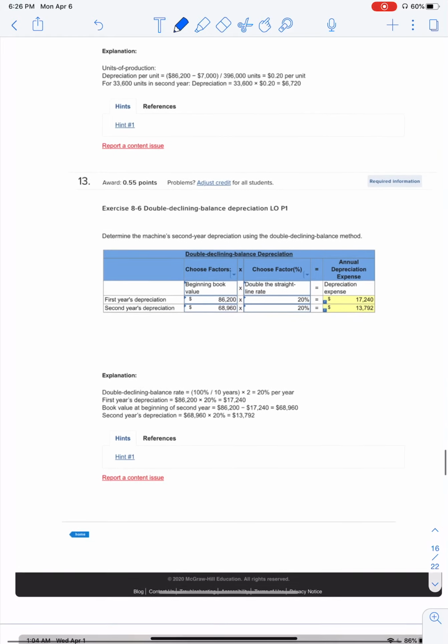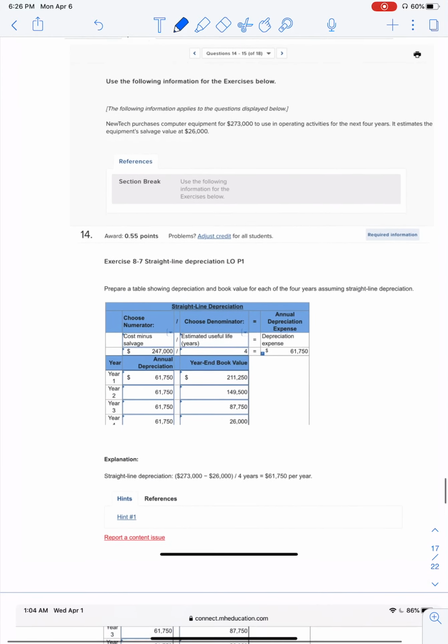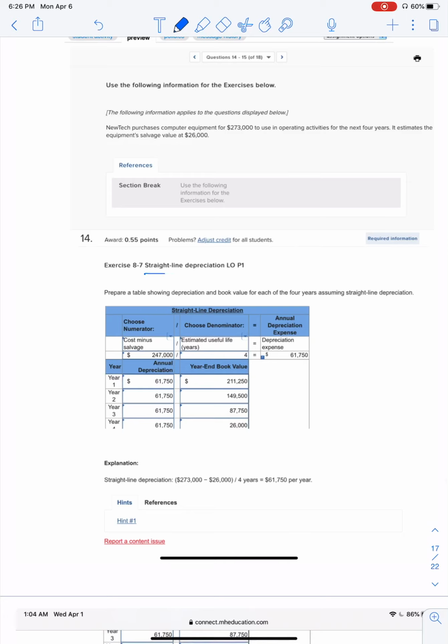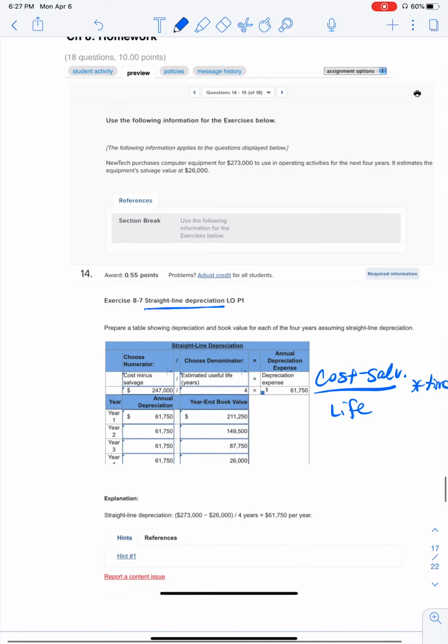So for number 14, what we're going to look at, once again, is just basic straight line depreciation. So for straight line depreciation, we hopefully know this formula by heart now. It'll be cost minus salvage divided by life times time. Okay. So they tell us here, New Tech purchases computer equipment for $273,000 to use in operating activities for the next 4 years. It estimates the equipment salvage is $26,000.